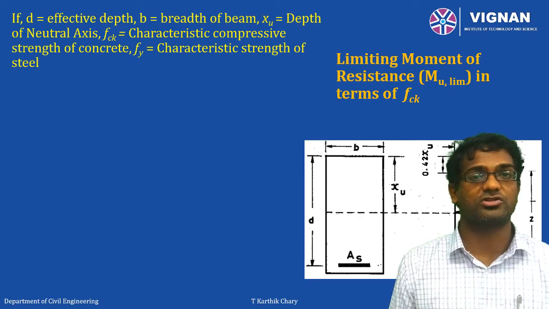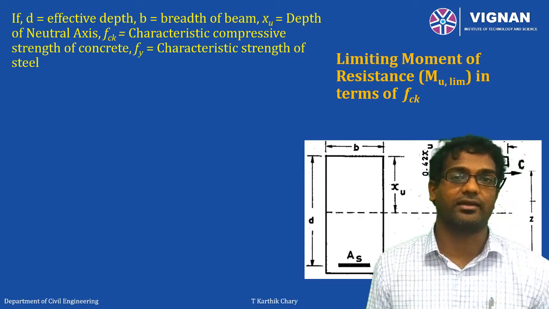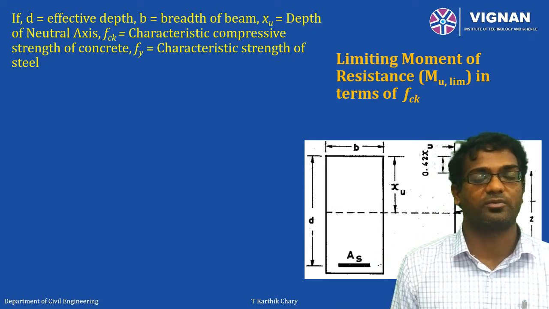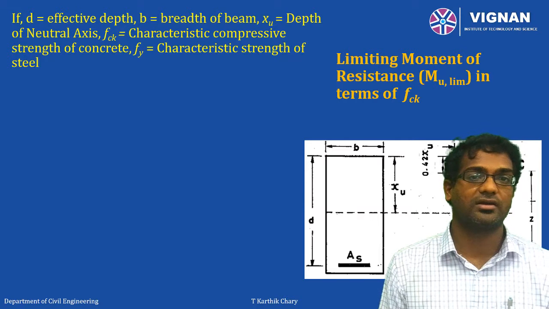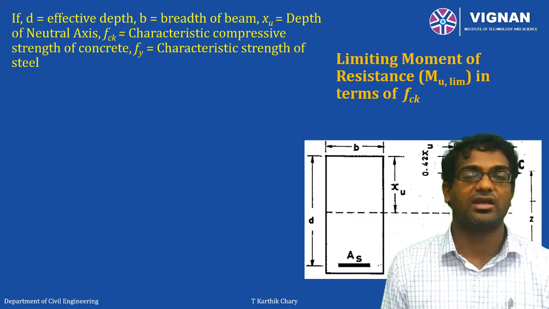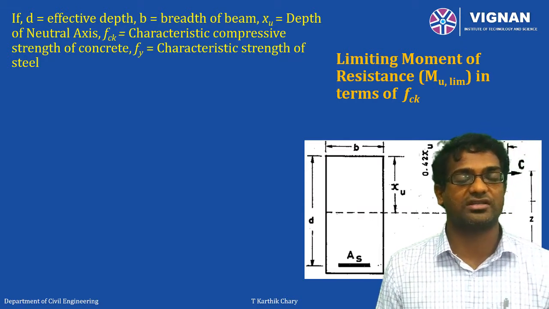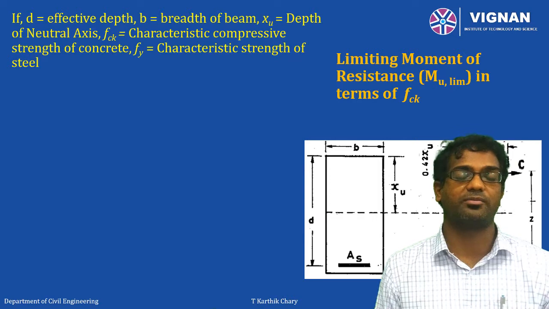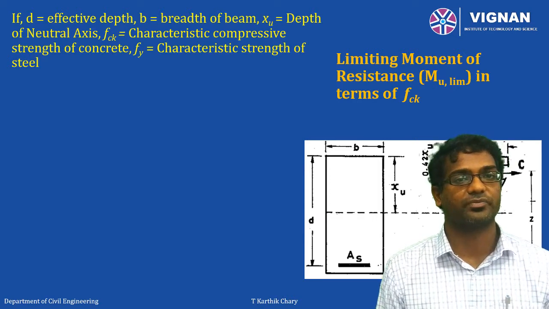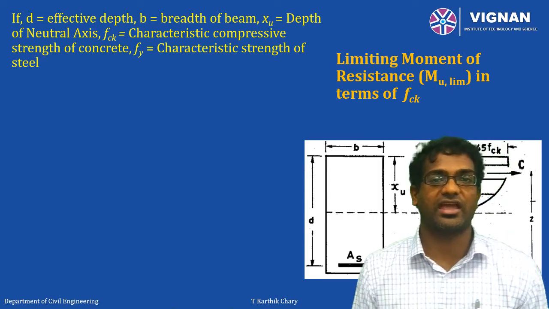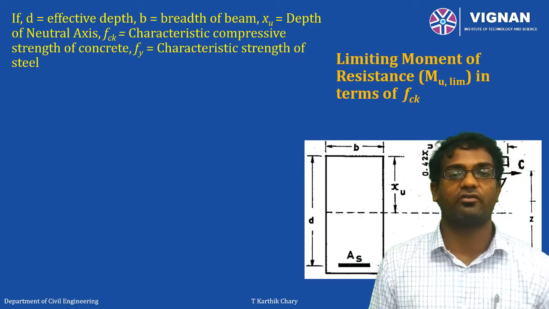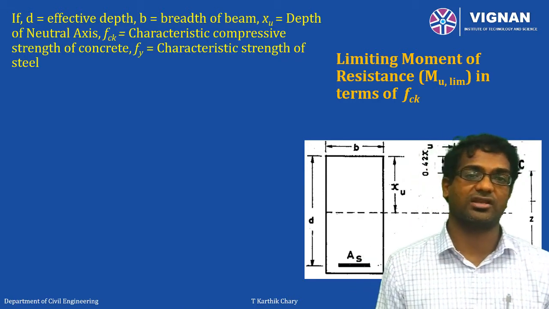A resisting force C is acting at a distance of 0.42 xu from the topmost compressive fiber, and let us say capital T, the tensile or resistant force, is at a distance of small d, which is the effective depth, from the same extreme fiber. And let us say fck and fy are the characteristic strengths of concrete and steel.